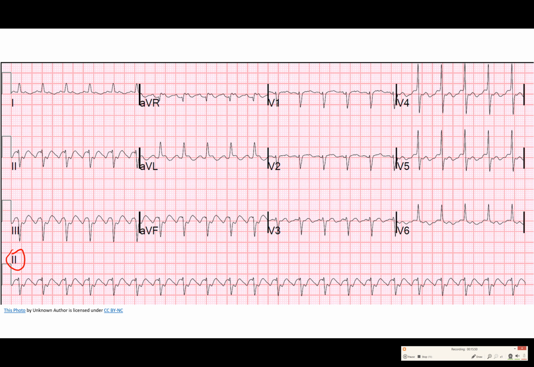So in this case, we have a rhythm strip on the bottom of this 12 lead ECG that is showing us lead 2 for the entire time period. And that's the best place to look for your rhythm. So remember, the first question is, are there consistent P waves? And on this ECG, that's a little bit of a difficult question to answer.